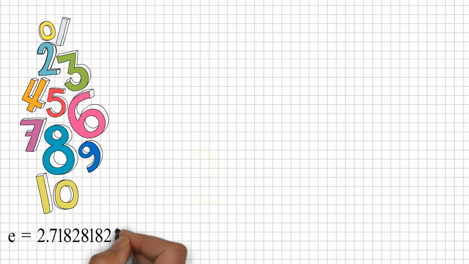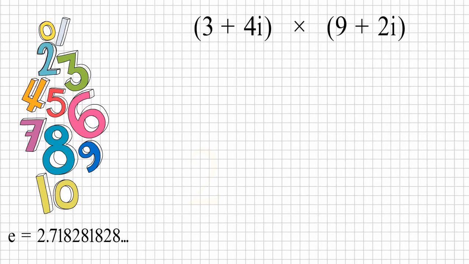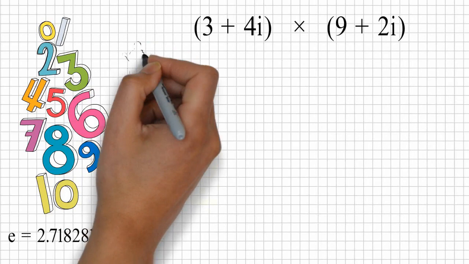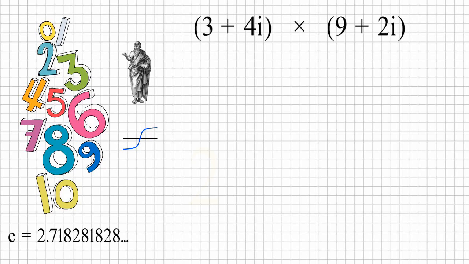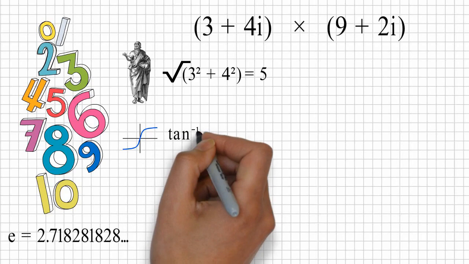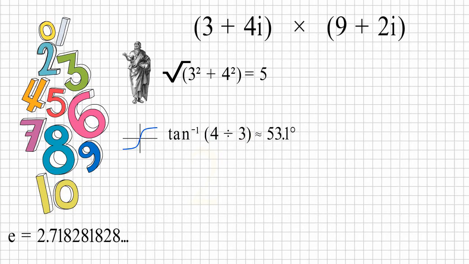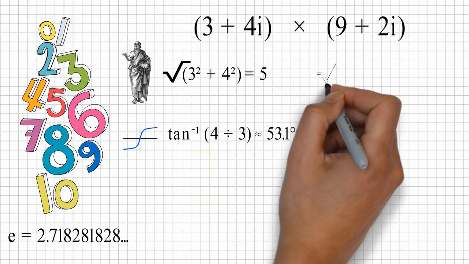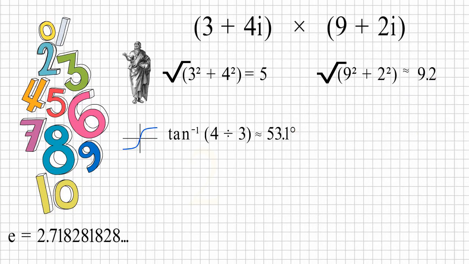So exactly the same method works for 3 plus 4i times 9 plus 2i, if we write them out in exponential form. To do this, we use Pythagoras and the inverse tangent rule. So for 3 plus 4i, Pythagoras gives us the root of 3 squared plus 4 squared equals 5. The inverse tangent rule gives us inverse tan of 4 divided by 3 is roughly equal to 53.1 degrees. For 9 plus 2i, Pythagoras gives us the root of 9 squared plus 2 squared is roughly equal to 9.2. And the inverse tangent rule gives us inverse tan of 2 divided by 9 is roughly equal to 12.5 degrees.